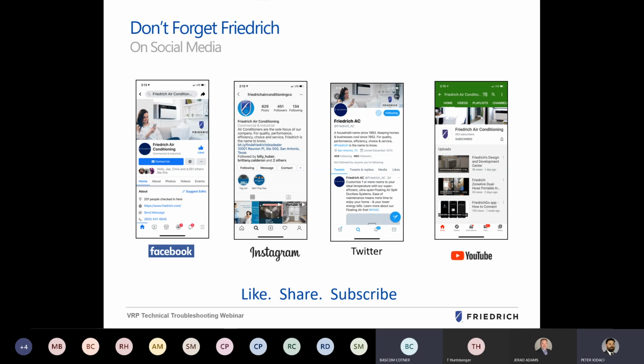Hey, Pete, this is Bascom Swinson. Let me piggyback off Pete's comment there. Error code 14 can indicate, as Pete said, either high head pressure or low pressure. There's some environmental things you can take into account to kind of infer what's going on.